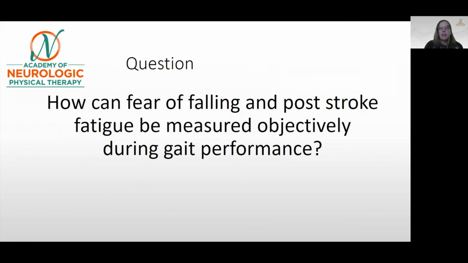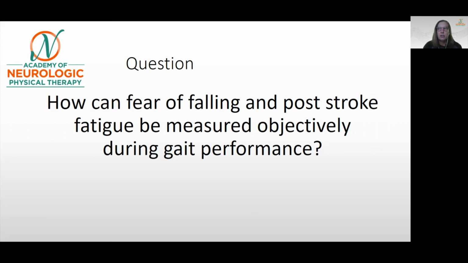So the question of how can fear of falling and post-stroke fatigue be measured objectively during gait performance, I would not say that these are components that we're specifically looking at during gait performance, unless they identify, when I walk, I have a fear of falling, and because I walk, I am more fatigued. But let's consider all the other aspects. Is it fear of falling when you're on uneven surfaces? Is it fear of falling when somebody's talking to you? Is it fear of falling when I don't have my cane, when I'm walking around my house, on carpet? Is my fatigue all the time or only after I walk a mile?